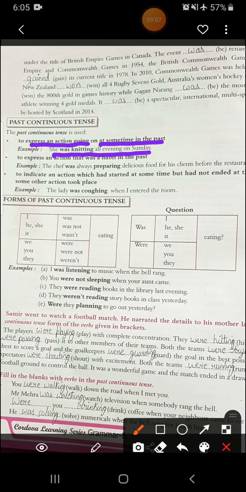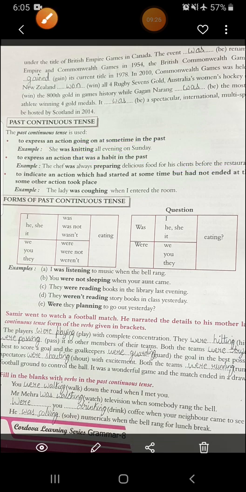Alright. Then it is used to express an action that was a habit in the past. Maybe you had some habit in the past. For that also, past continuous tense is used. Like the chef was always preparing delicious food for his clients before the restaurant closed down. So what is happening here? What is the action? Preparing the food. That is the habit, and it was done before the restaurant closed.